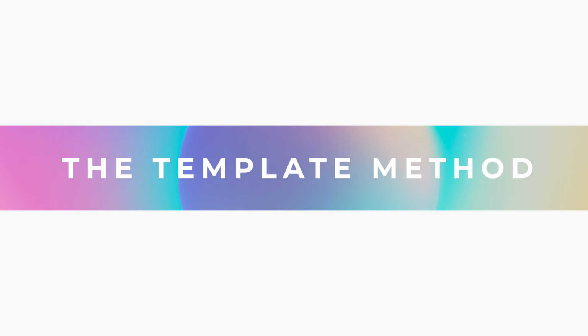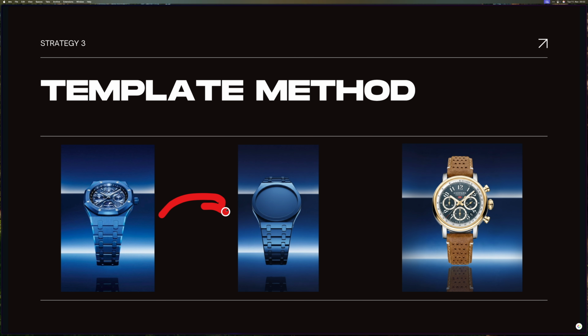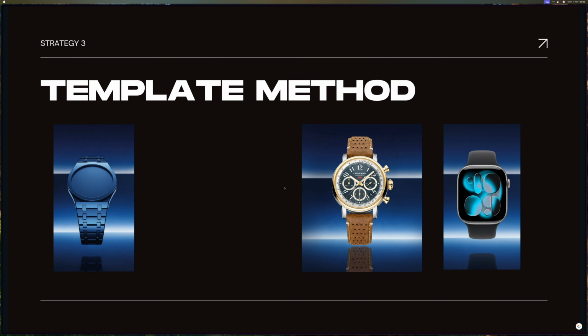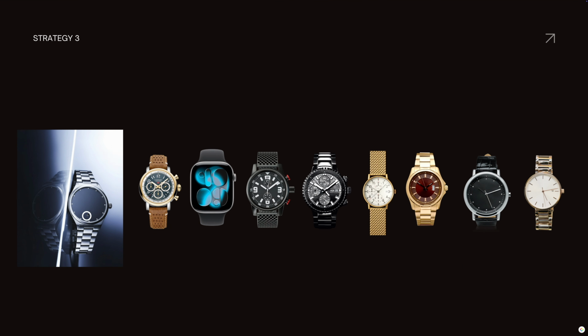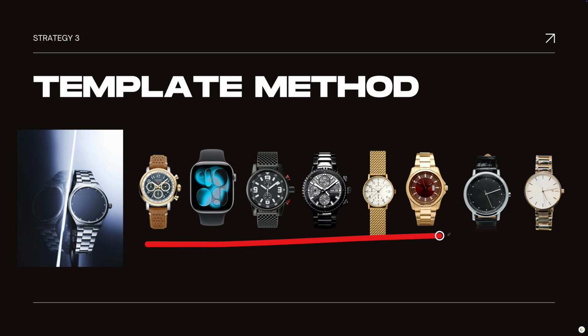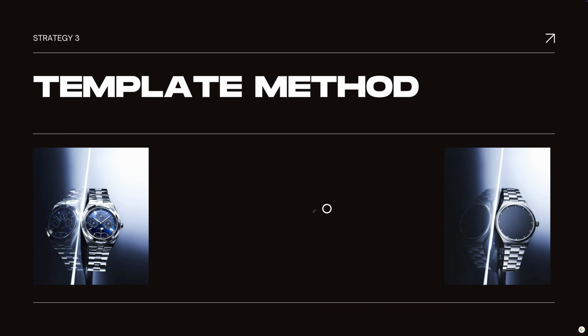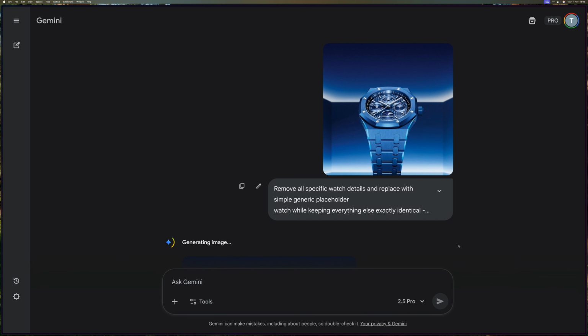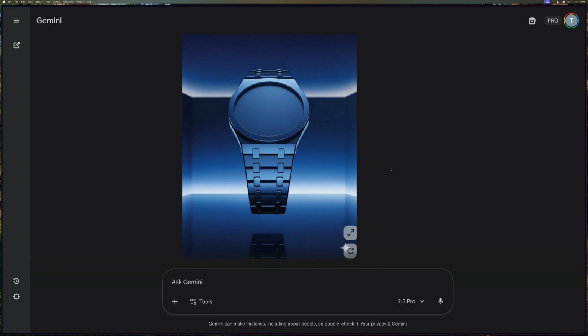Strategy 3, the template method. This one's critical. Create your complete scene first with a placeholder watch visible. Get the entire composition perfect. Then swap products. Let's walk through a real example. Luxury watch collection launching 8 new models. First, create the full template with a generic placeholder watch. "Remove all specific watch details and replace with simple generic placeholder watch while keeping everything else exactly identical." Perfect it. This is your investment.